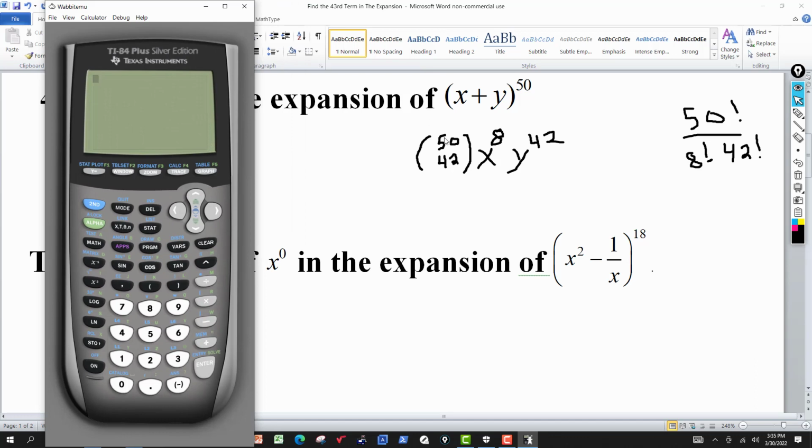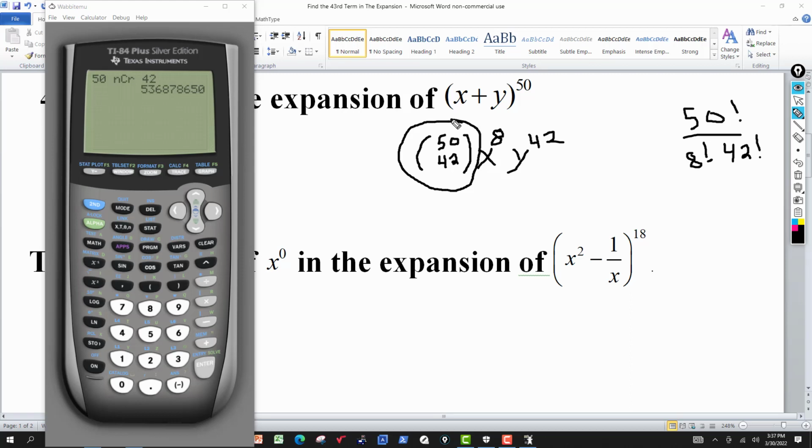So you want to find combinations of 50 things taken 42 at a time. This should be 50. Go to 50, go to probability, number 3, then 42. Hit enter. And there you have it. So it's a large number: 536,878,650. That would be the coefficient right there.